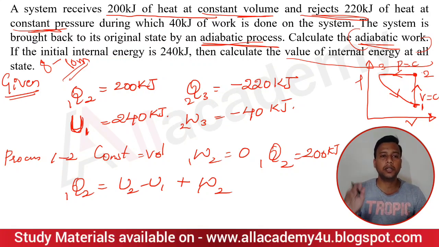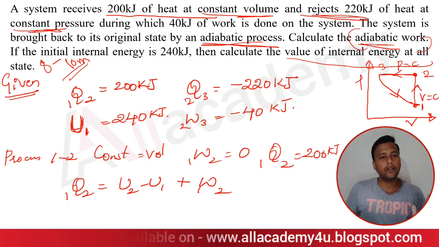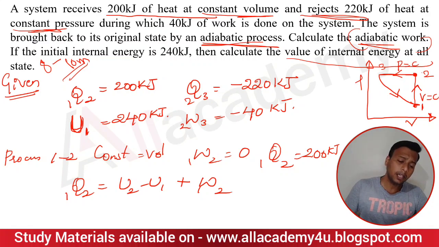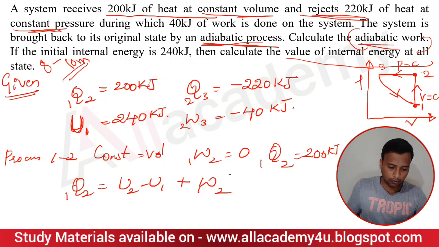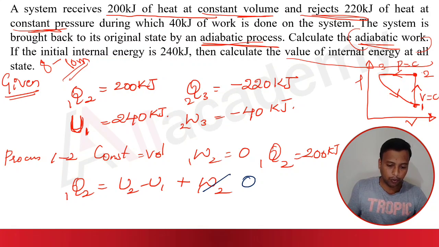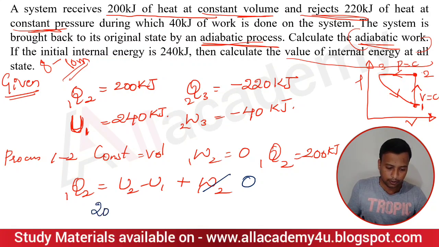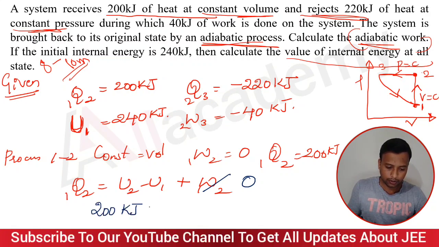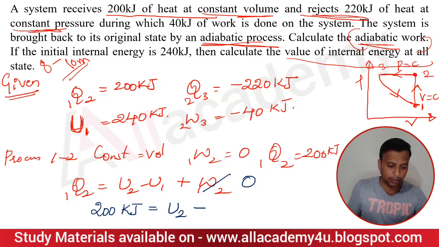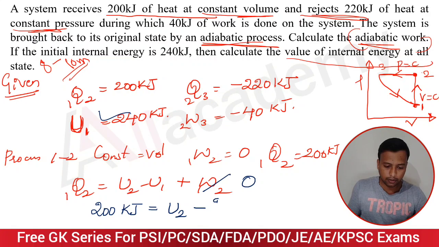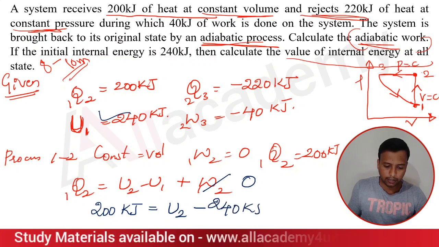Internal energy plus work transfer gives us the amount of heat transfer. So I'll just write it here. Now the work done is 0 as it is a constant volume process. Q1 to 2 is given, that is 200 kilojoules. U2 is not given, that we need to identify, but U1 is already known, that is 240 kilojoules.